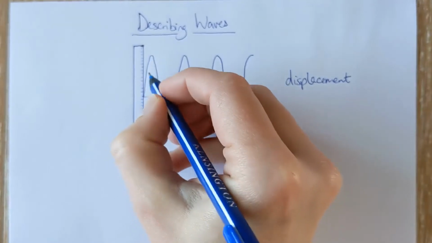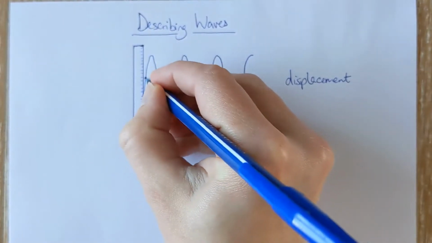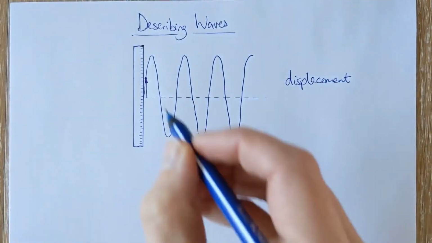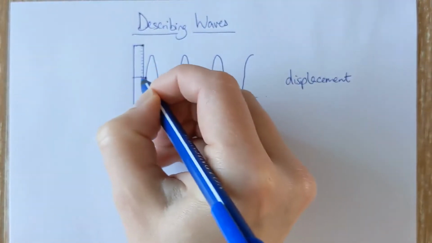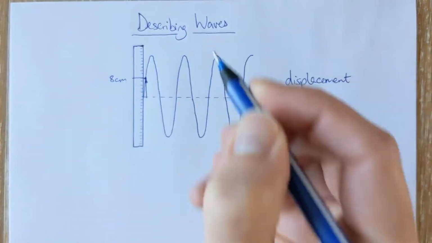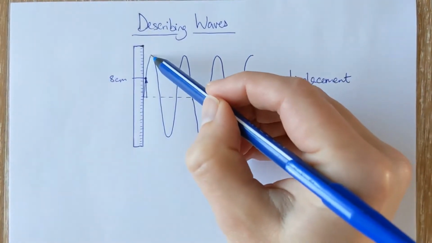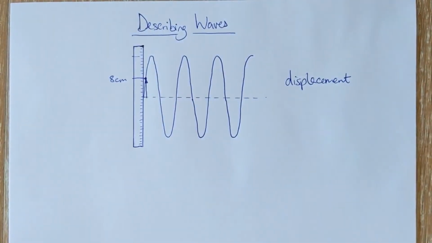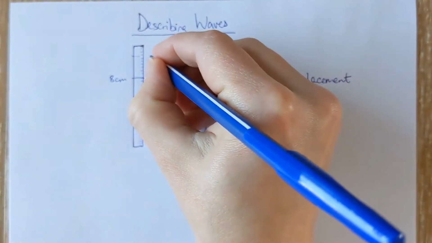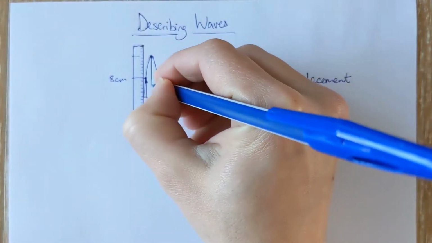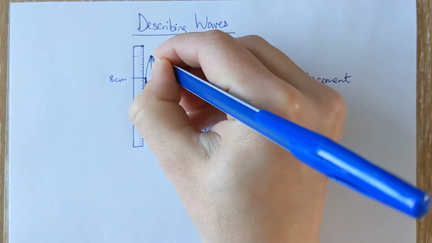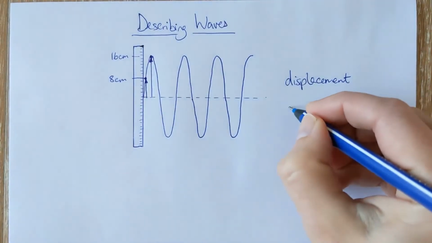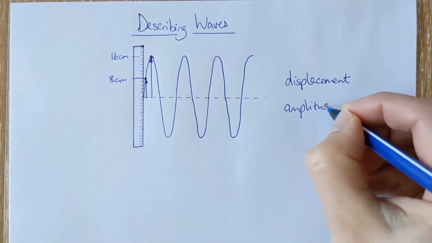So for example, I might say this point here, what was its displacement right now, at the time I took the photograph? And its displacement, let's say it was, I don't know, 8 centimeters. Okay, and so the displacement of this one looks to be about 16 centimeters. And this one here, notice that's the maximum displacement that a point on the wave can have. And so that one is called amplitude. Amplitude is the maximum displacement.